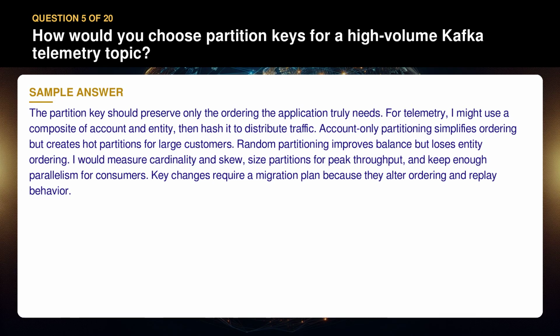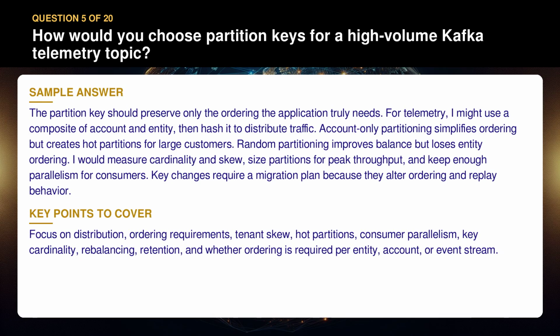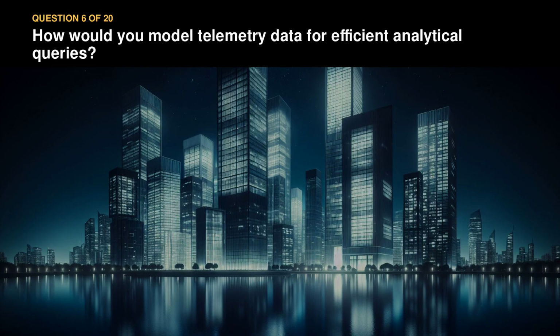I would measure cardinality and skew, size partitions for peak throughput, and keep enough parallelism for consumers. Key changes require a migration plan because they alter ordering and replay behavior. Focus on distribution, ordering requirements, tenant skew, hot partitions, consumer parallelism, key cardinality, rebalancing, retention, and whether ordering is required per entity, account, or event stream.